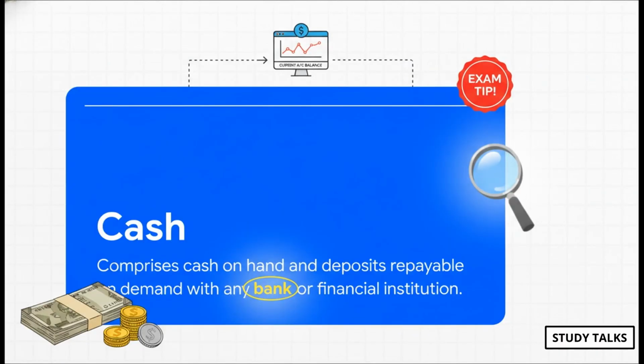The definition of cash itself is nice and straightforward, thankfully. It's basically the money you can spend this very second. So we're talking about physical notes and coins in the drawer and the money that's sitting in your current account at the bank. Easy peasy.